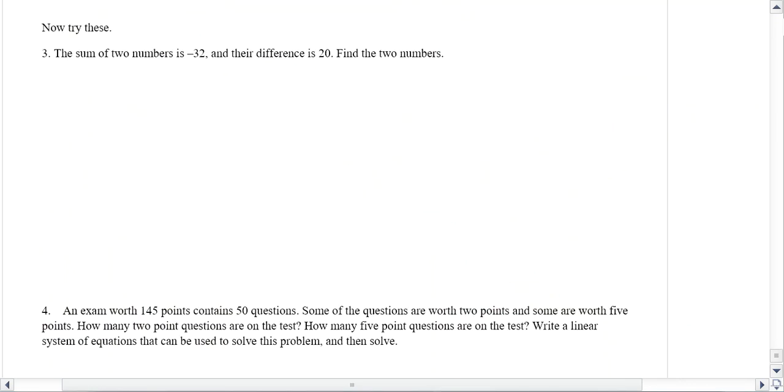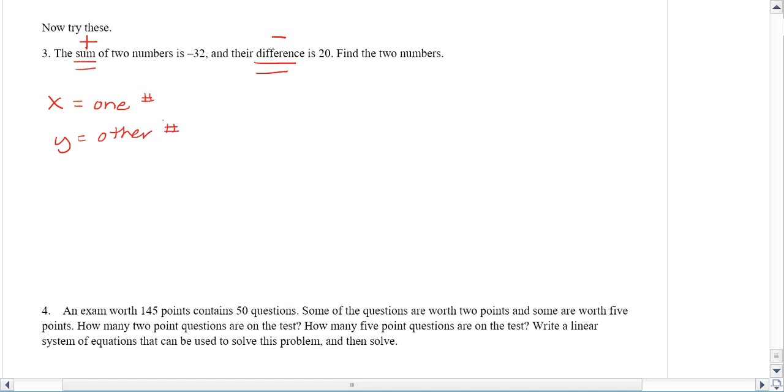All right, example 3 is a bit shorter. The sum of 2 numbers is -32, so hopefully you realize that the word sum is talking about adding. And then you read that the difference of these 2 numbers, the word difference is the answer to a subtraction problem, and they want us to find the 2 numbers. So assigning the variables, I guess x is one number, and y is the other number. Not too tough to assign the variables here.